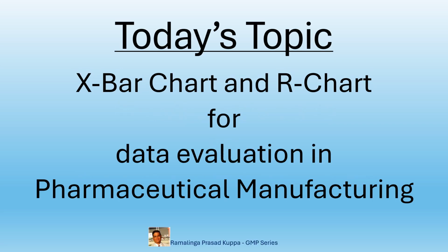Today's topic is X bar chart and R chart for data evaluation in pharmaceutical manufacturing. These tools are important to establish the central tendency of the process and process width, or process lower and upper specifications. Let us understand how these charts are compiled. It is very easy. You will get very useful information on data evaluation.